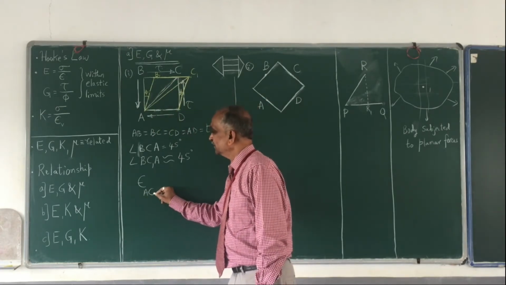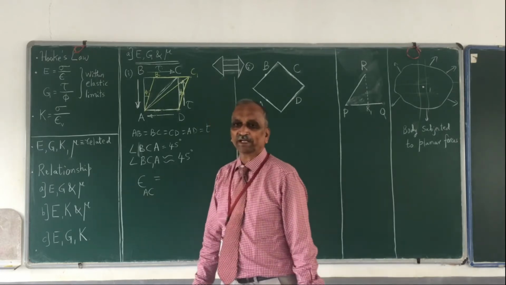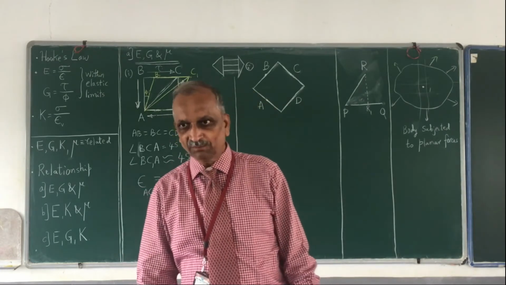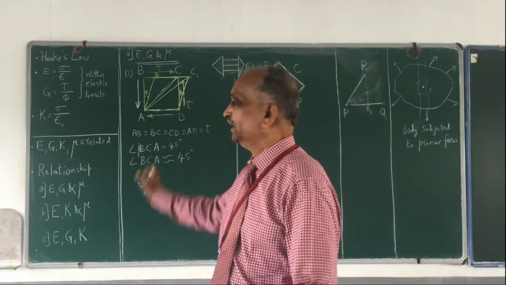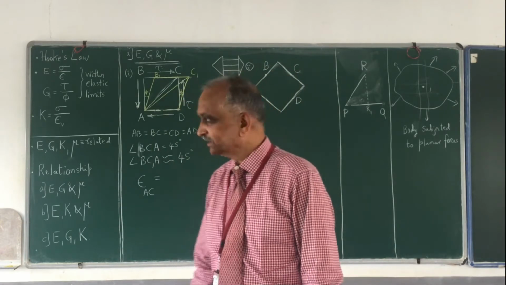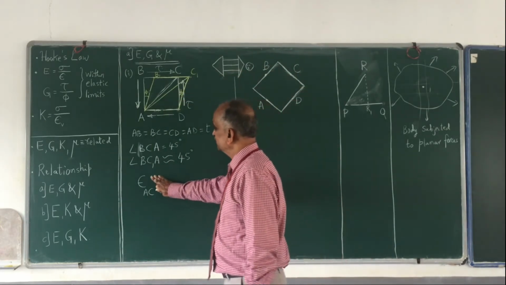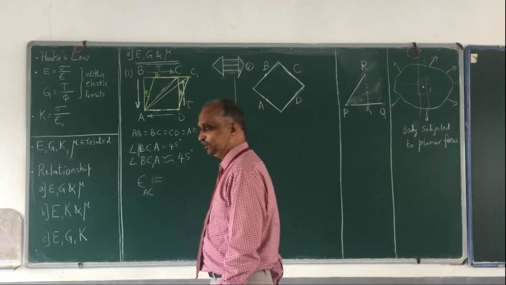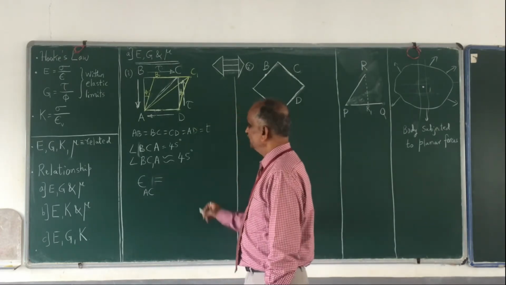Epsilon, I call it epsilon AC. I want to find out the normal strain of the diagonal AC. So this is what I want to find out. So what is this definition? What is the new dimension?